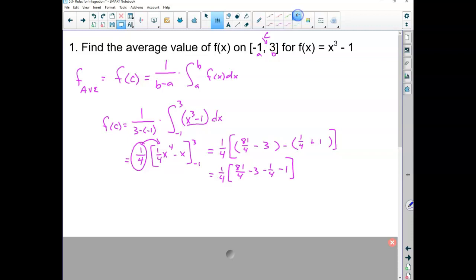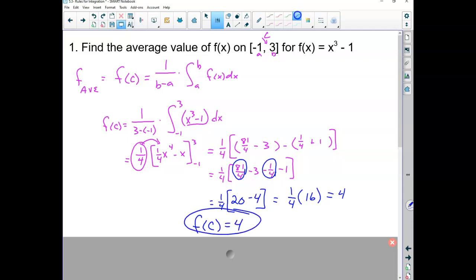So if we're sensible about this, we're going to put our fractions together first before we need to do anything, because as I'm cruising through here, I'm going to see this is going to equal 1/4 times what? Well, 81/4 minus 1/4, that's 80/4, and 80/4 is really just 20, isn't it? And then -3 minus 1 is -4, so this is really going to give me 1/4 times 16, and what is 1/4 times 16? That equals 4. So we just found f of c equals 4, okay? My average height is going to be 4. Notice we haven't found what x value gives me that 4, but I know my average height is 4. So here's what this is going to look like.